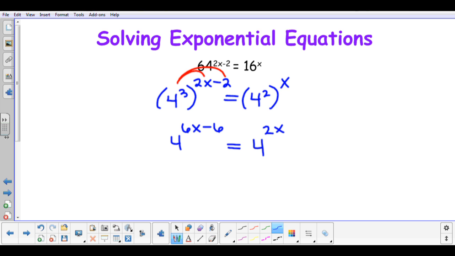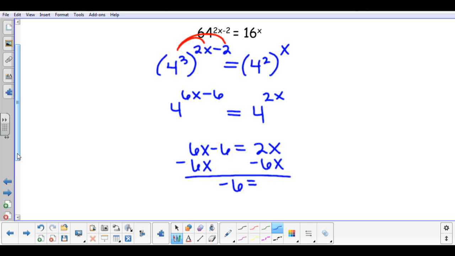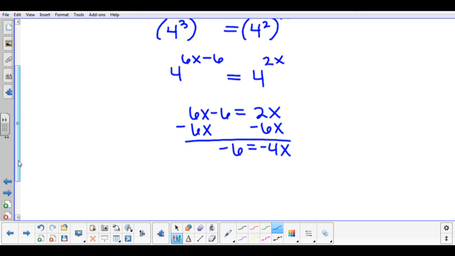Now that my bases are the same, I can actually cancel them out, and I'm going to set the exponents equivalent to each other. So I'm going to have 6x subtract 6 equal to 2x. I'm going to solve for x, so I'm going to subtract my 2x from my 6x. That gives me a negative 6 equal to a negative 4x. I'm going to divide both sides by negative 4, and it's going to give me the fraction of 3 over 2.